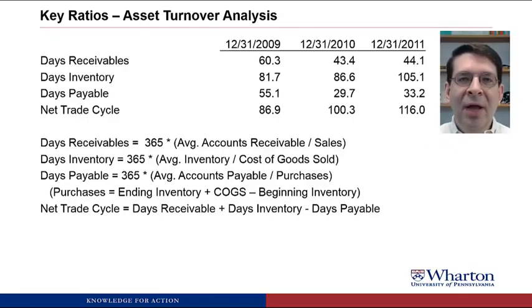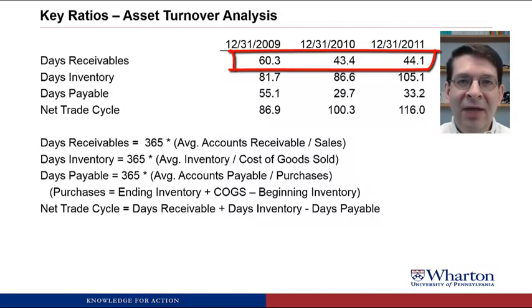Let's start on the top line with days receivable. So days receivable for Plainview has gone down from 60 to 44 over this period. Now the 44 means that from the time Plainview makes the sale, it's 44 days until they collect the cash. So they're collecting their cash 16 days more quickly over this period. Is that good news or bad news?